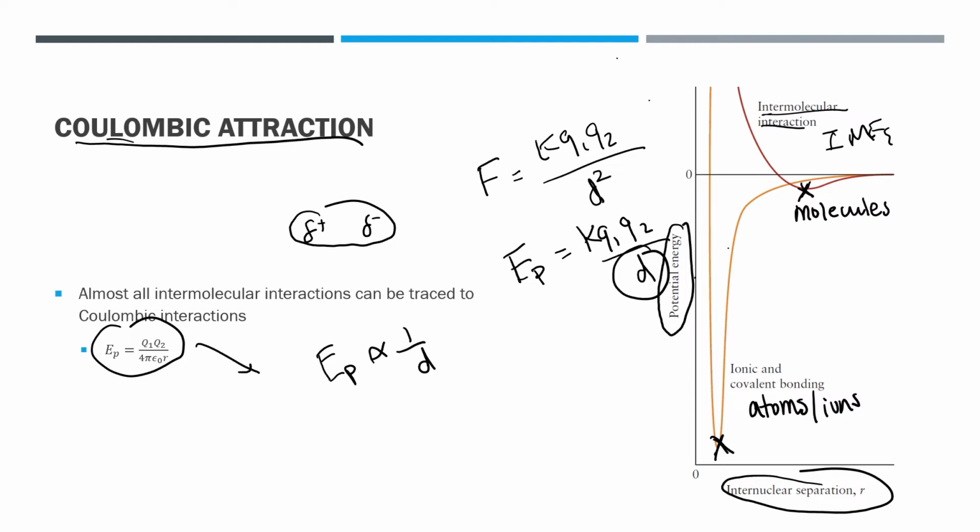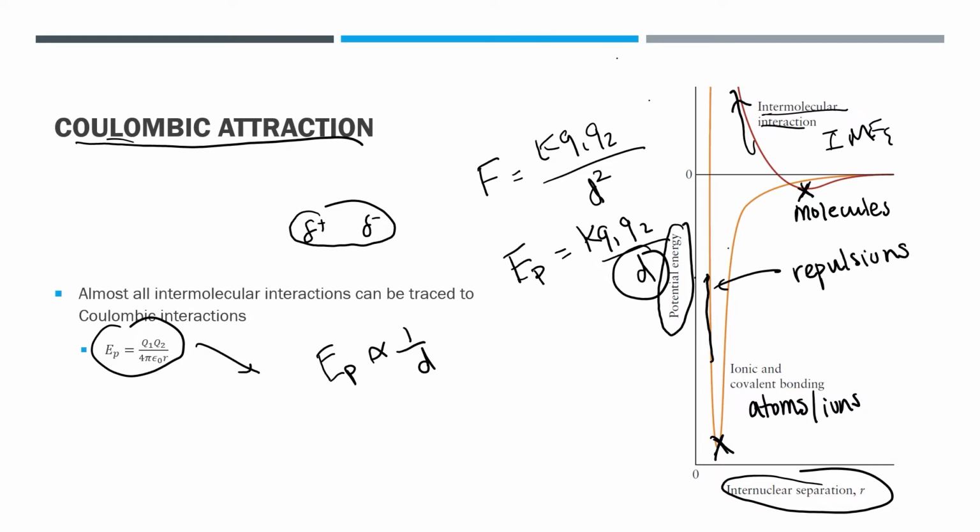And the last thing I want to go over is that when we start getting smaller than this potential energy minimum, you see both curves skyrocketing upwards to infinity. The potential energies are skyrocketing upwards. What does this come from? This comes from repulsions.